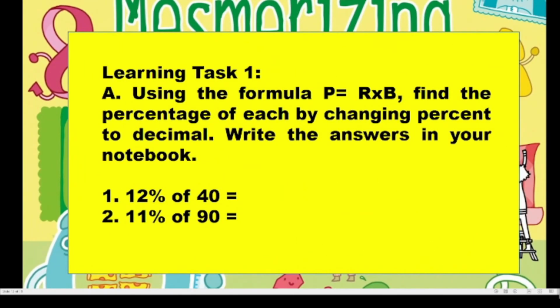Okay. For our learning task number 1, using the formula P is equal to R times B, find the percentage of each by changing percent to decimal. Write the answer in your notebooks. Before you multiply each percent, you need to change it into decimal. So number 1, 12% of 40: change 12% into decimal, then multiply it by 40.